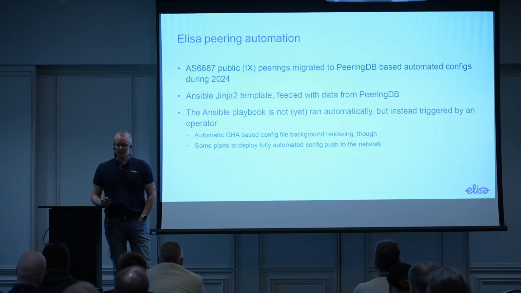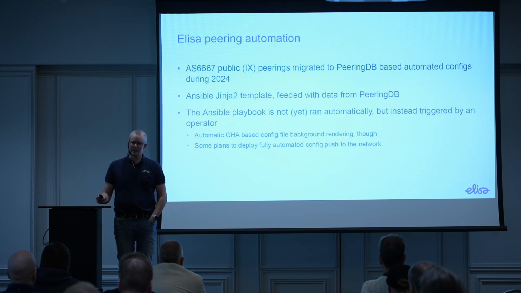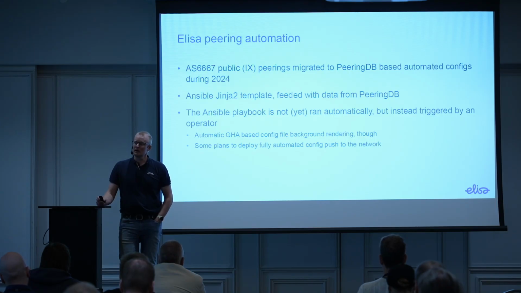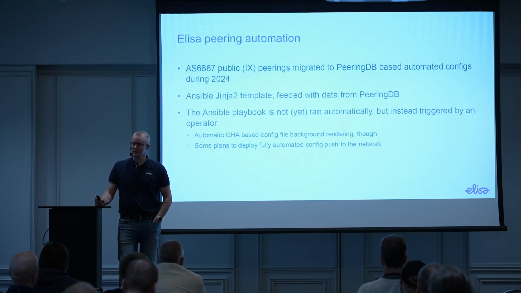About our peering automation, we migrated our international backbone, AS6667, IX peerings to Ansible-generated configs last year. AS6667 is the network where basically all our peering footprint is. The domestic side, AS719, is likely to follow later, and the same applies also to private peerings.